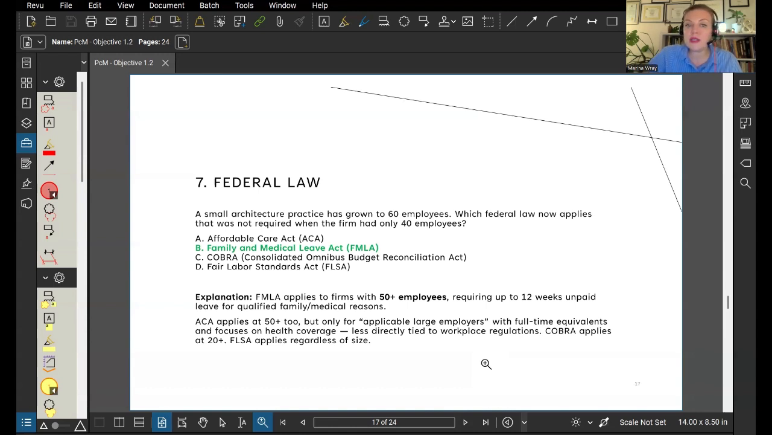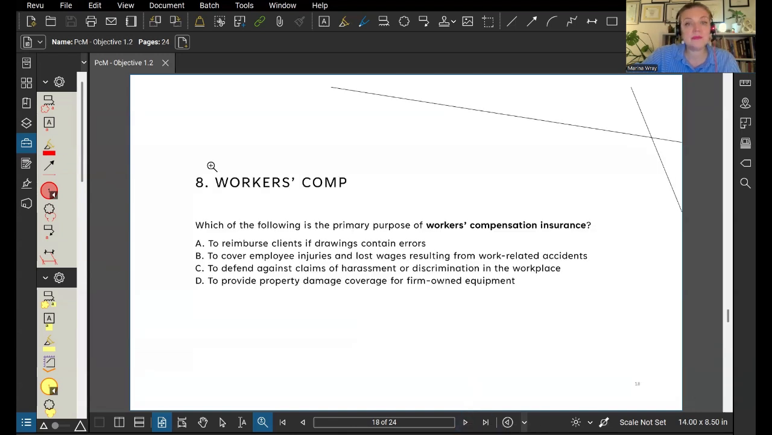COBRA applies at 20 plus employees, and the Fair Labor Standards Act applies to any firm regardless of its size. So please remember those. When the firm was 40 employees, FMLA was not applicable. But when the firm grew to 60 employees, now it is a completely different story.